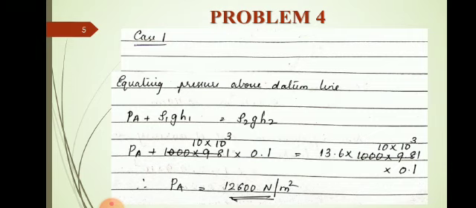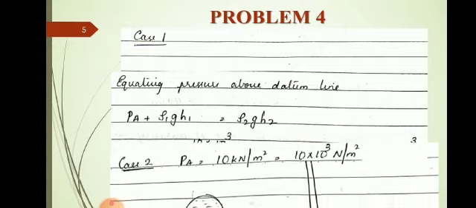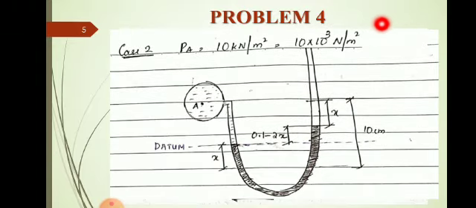So in the second part of the question, what is mentioned? So as of now, the pressure is 12.6 kilonewton per meter square. It is reduced to 10 kilonewton per meter square. So what will happen when the pressure is reduced? So now in case 2, the pressure is already given. It is 10 kilonewton per meter square. So actually it was 12.6 kilonewton, but it is reduced to 10 kilonewton per meter square.